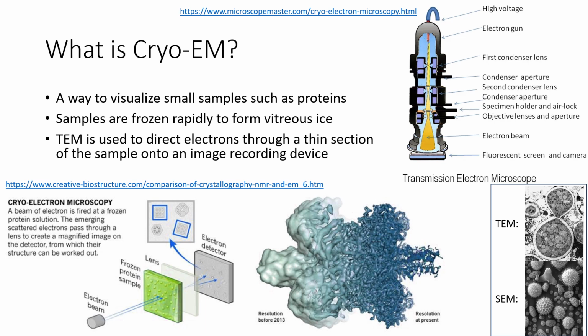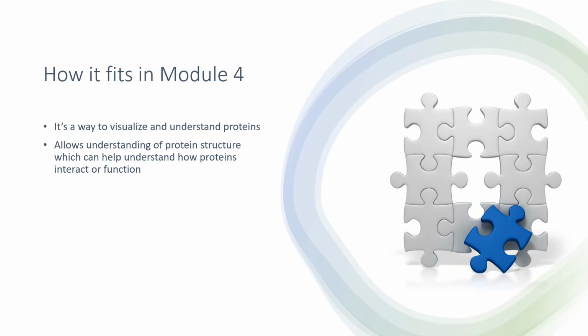In 2017, the Nobel Prize in Chemistry was awarded jointly to Jacques Dubochet, Joachim Frank, and Richard Henderson for developing cryo-electron microscopy for the high-resolution structure determination of biomolecules in solution. This technique fits into Module 4 because it's a way to visualize and understand proteins. It allows understanding of the structure of the protein, which can help understand how proteins interact or function.